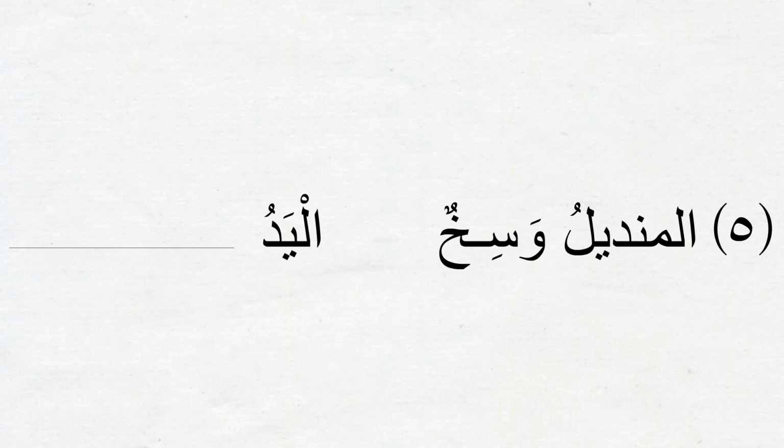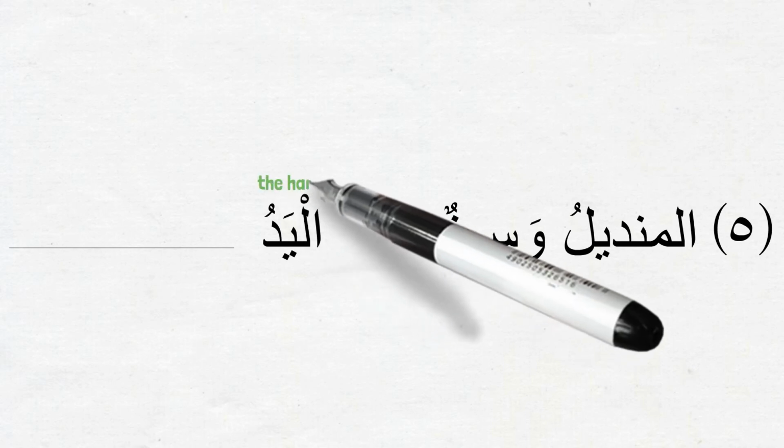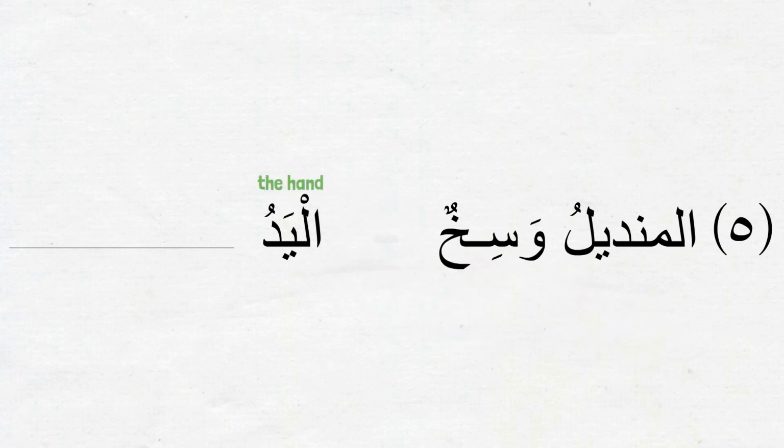Next, al-mindilu wasikhun. The handkerchief is dirty. Al-yadu is muannath. Do you remember why? Because it is a double body member, right? So for al-yadu, we should use the muannath form of wasikhun, which is wasikhatun. Al-yadu wasikhatun. The hand is dirty.